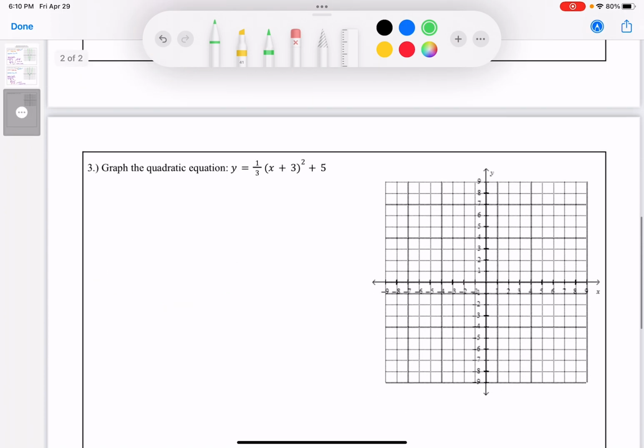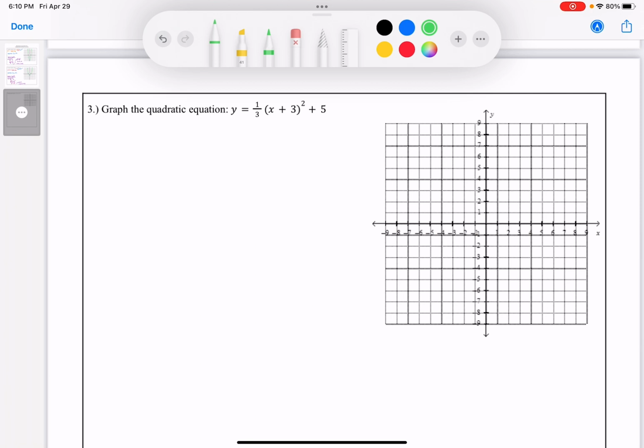I got one last one. This one is meant for you guys to do. This is really just a recap of yesterday, what we talked about. So go ahead and see if you guys can do this one. So I see on this one, if I have plus 3 on the inside, that means that I'm moving left 3. So my vertex would be at negative 3, and up 5 would be positive 5, right? Negative 3, 5 would be my vertex.